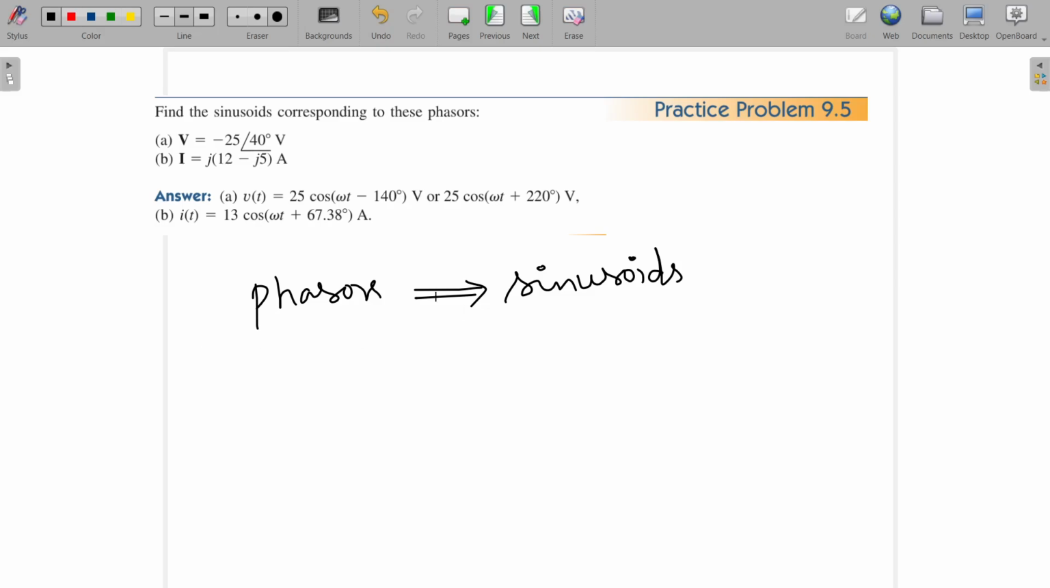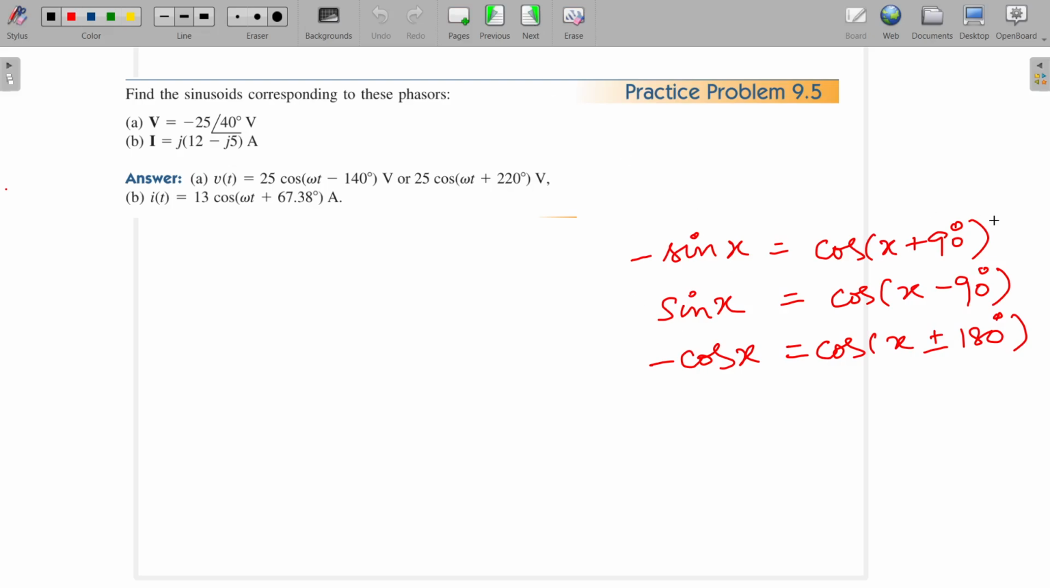Suppose these types of conversions are asked, phasors to sinusoids or sinusoids to phasors, we need to know about these three formulas only. So if you know about these three formulas, then immediately we can go for the conversion. So let's start with the first one, that is V is equal to minus 25 angle 40 degrees in volts.